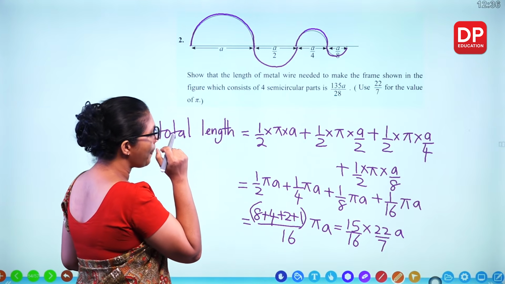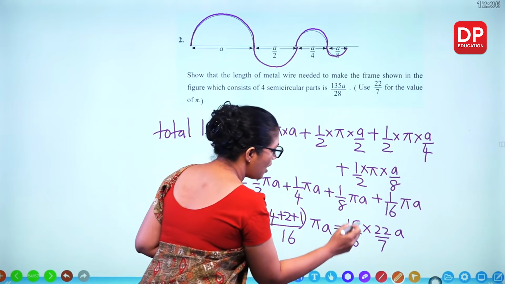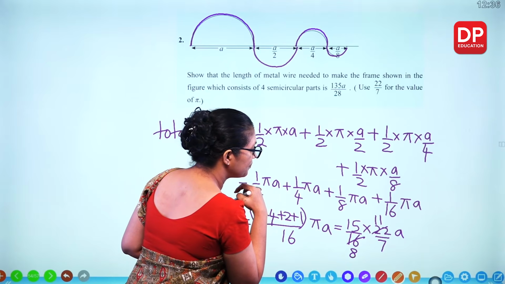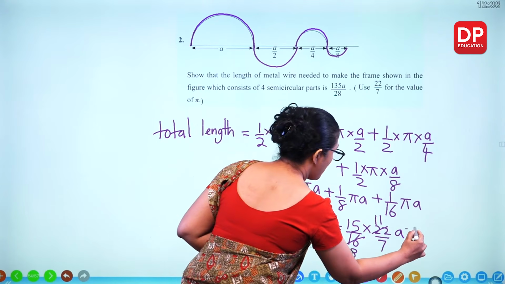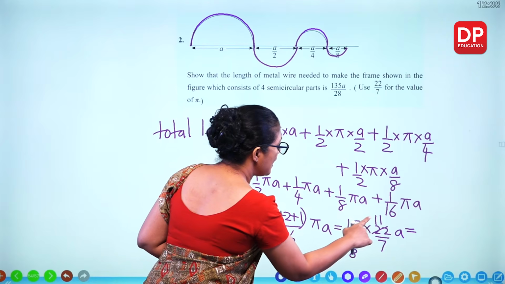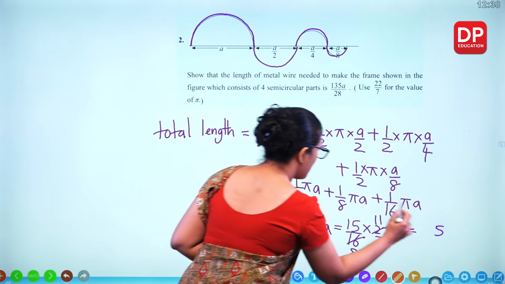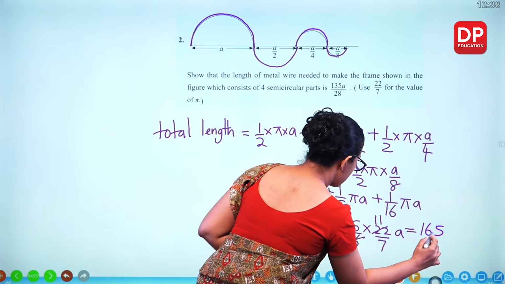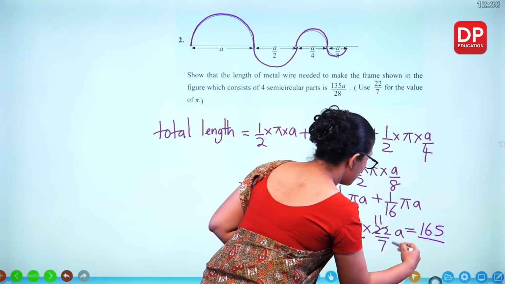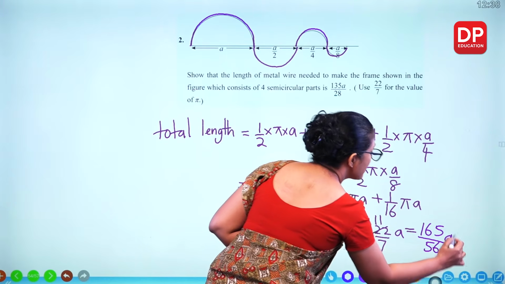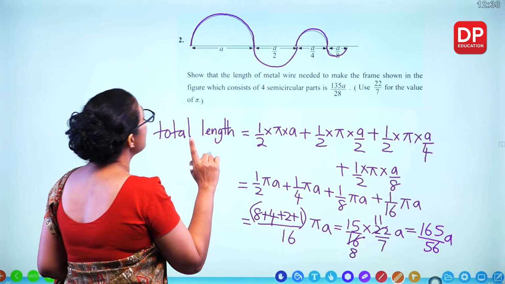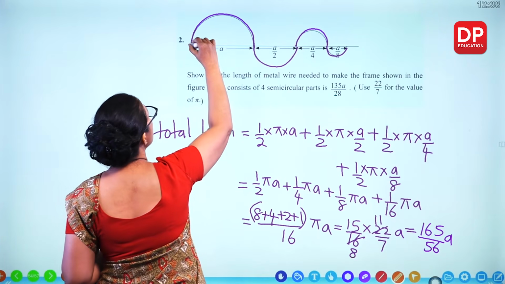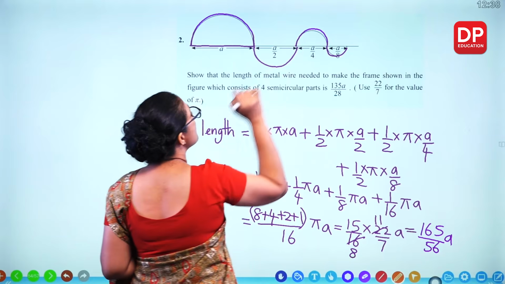Now, simplify. You can divide by 2. 8 and 11. Now, when you multiply, you get 11 times 5, 55. And 11 times 1, 11 plus 5, 16. So, 165/56A. Now, when you take the whole diagram frame, you have to add these values as well.